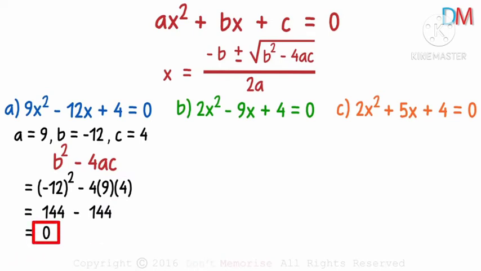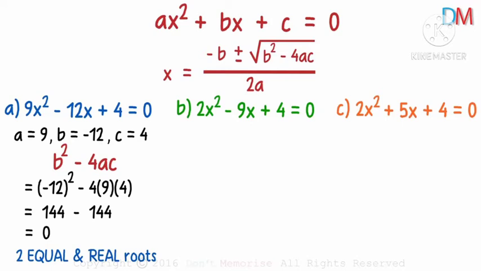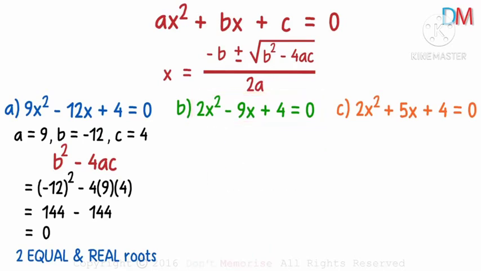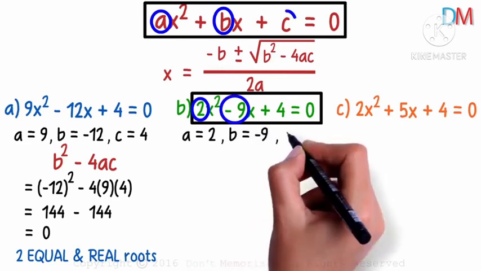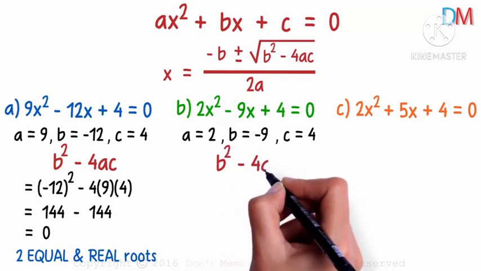What does this tell us? It tells us that this quadratic equation has two equal and real roots. Try solving for the roots and verify your answer. Now I want you to try finding the nature of the roots of the second question. Comparing the second equation with the general form, we get the value of a as 2, b as -9 and c as 4. What will be the value of b squared minus 4ac then?